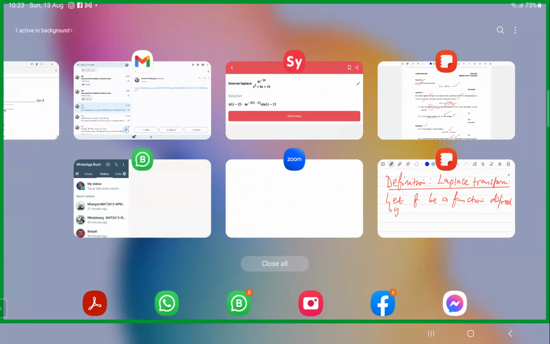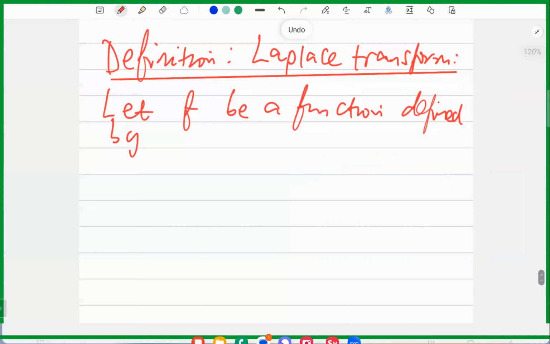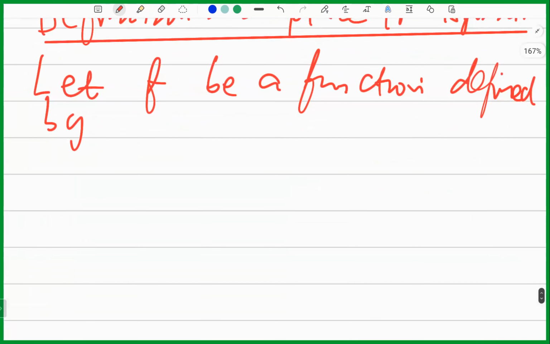Right, never mind. That's good. I can get to a larger screen.